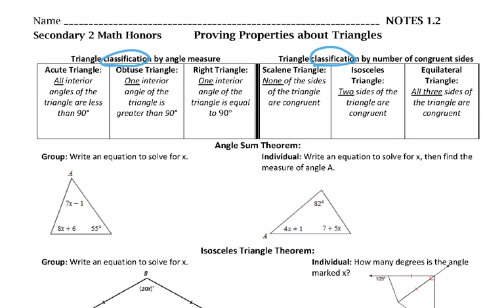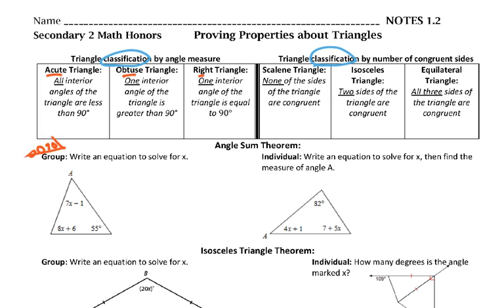And so there's two different ways to classify them. One is by their angle measures, and these words should be familiar to you. So we have acute triangles, obtuse triangles, and right triangles, and those are based on the angles within the triangle. An acute triangle is where all of the angles are less than 90 degrees. So you have something that's 60 and 70 and 50, and that would be an acute triangle.